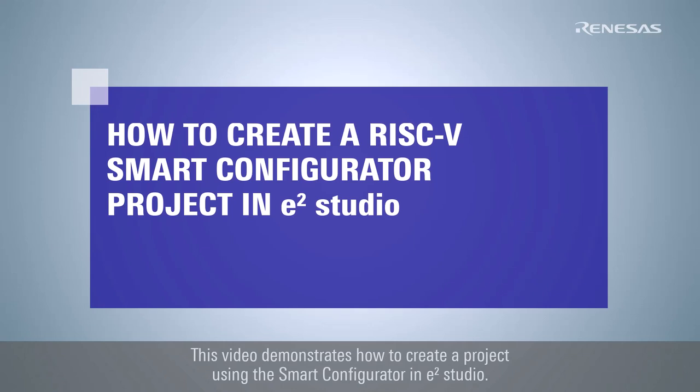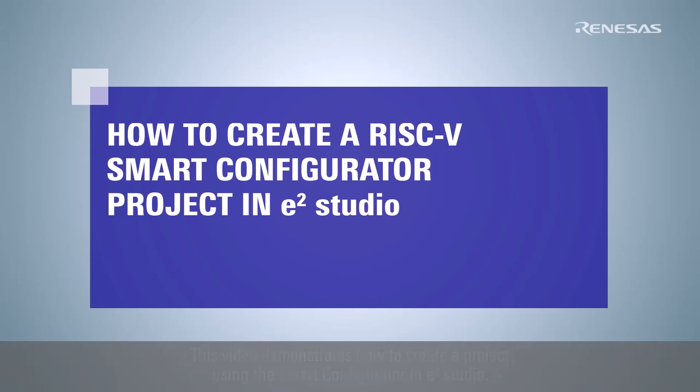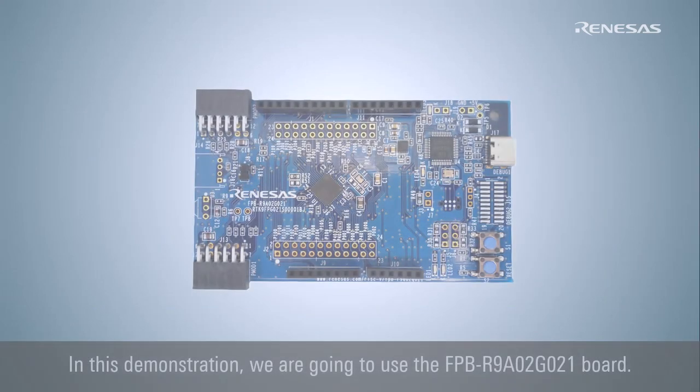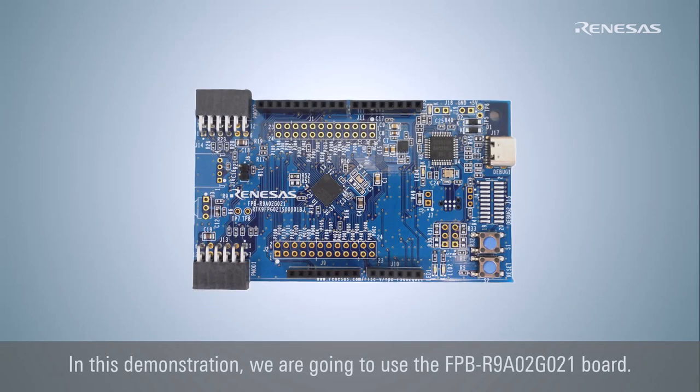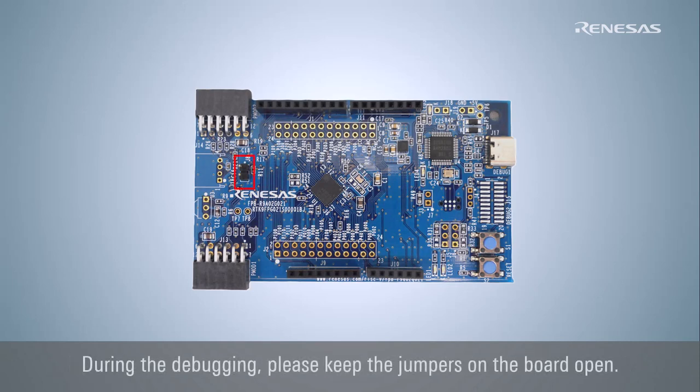This video demonstrates how to create a project using the Smart Configurator in eSquare Studio. The target MCU is a RISC-V MCU. In this demonstration, we are going to use this board. During the debugging, please keep the jumpers on the board open.